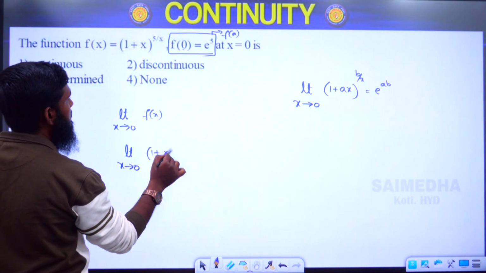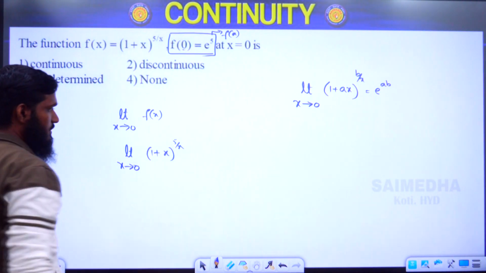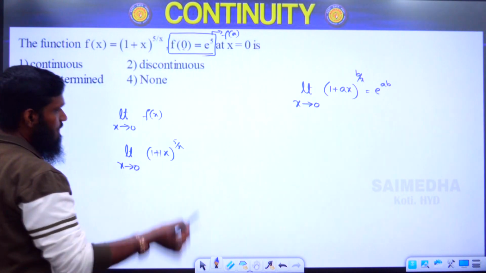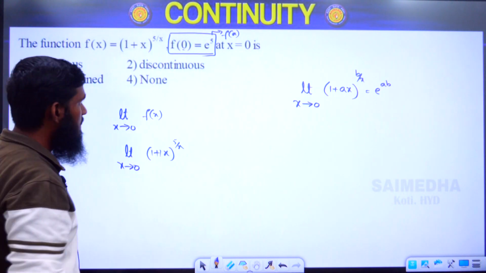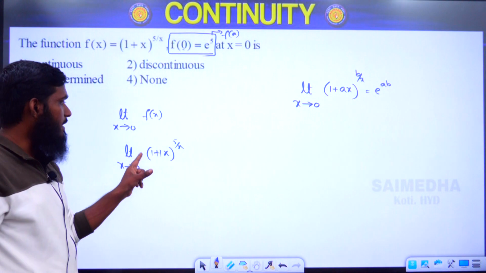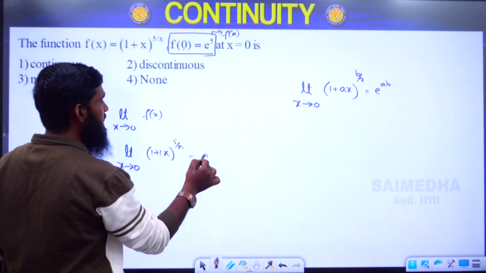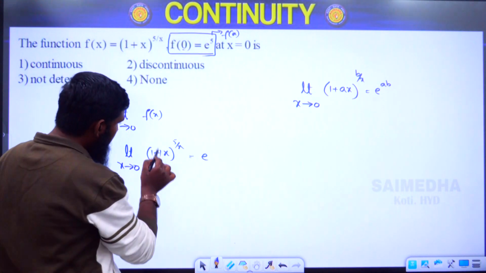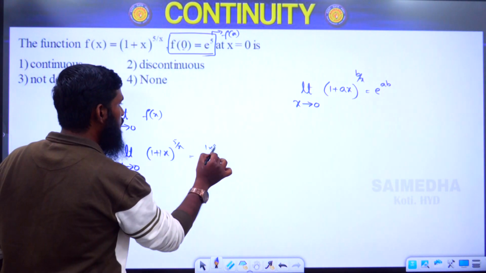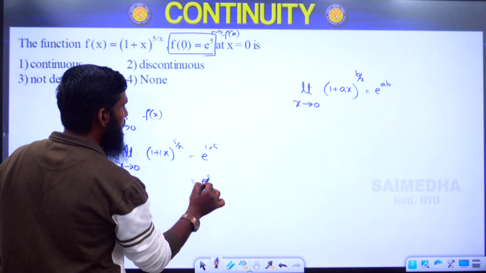(1 plus x) whole power 5 by x. So if you take any value, here we have taken 1. Now it looks like the formula (1 plus ax) whole power b by x. So what can we write directly over here? e power, what is the a value? 1. What is the b value? 5. It is equal to e power 5.